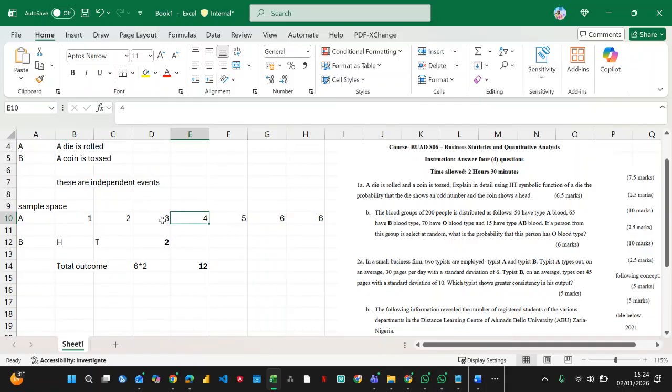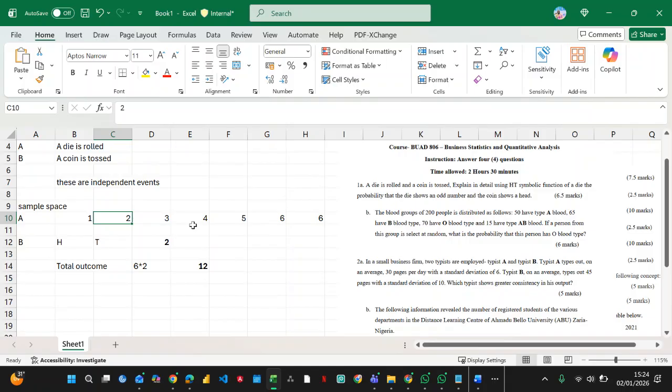After we have done this, we want to find the probability that the die shows an odd number. In this die we have 1, 2, 3 to 6. Within these numbers, one is an odd number, three is an odd number, and five.